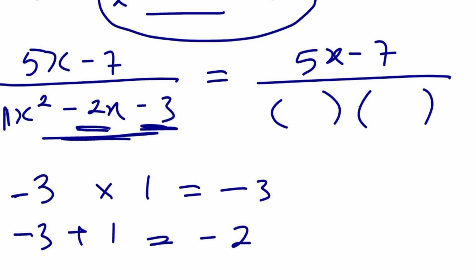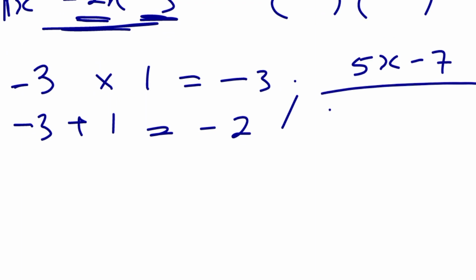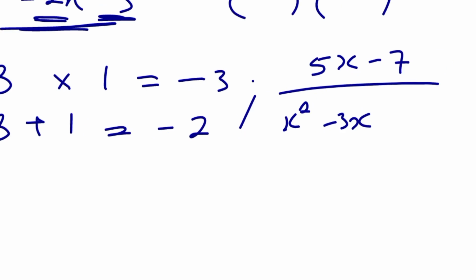So what we need to do now is substitute into the problem. So we are given 5x minus 7 divided by, now we substitute it to be what? x squared, right? The minus 2x becomes what? Minus 3x plus x. Minus 3x plus x is going to give us minus 2x. So we are not changing the problem.